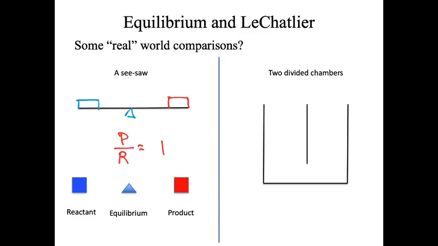Would this be a good reaction? If you're a chemist, your goal is to make something, right? Is that a good reaction to do? Why not? I started with 2 molecules of reactant. One of them became a product. The other one did nothing. I'm getting at best a 50% yield. So that as a reaction is a horrible reaction, or not a useful one.